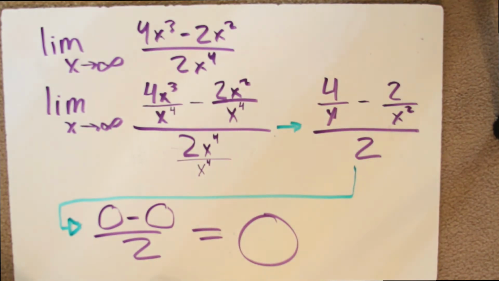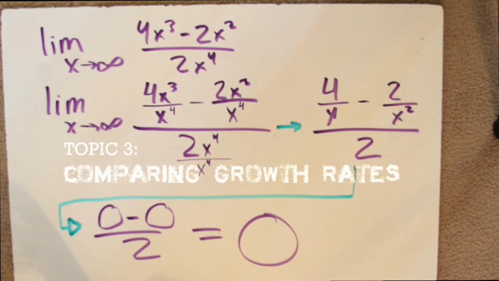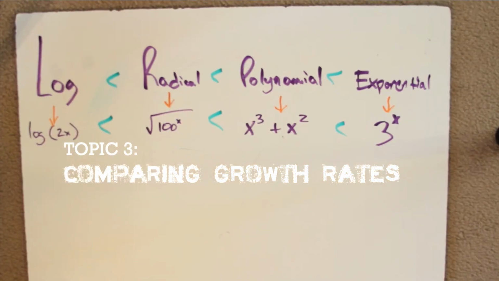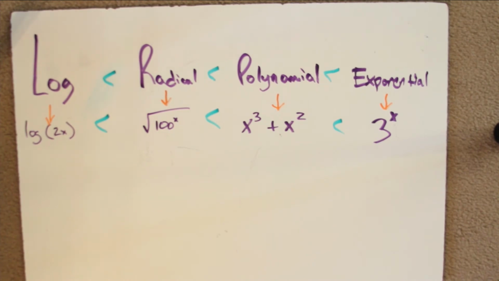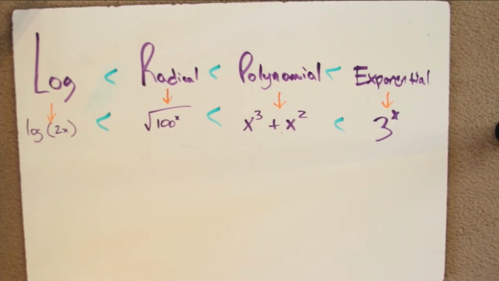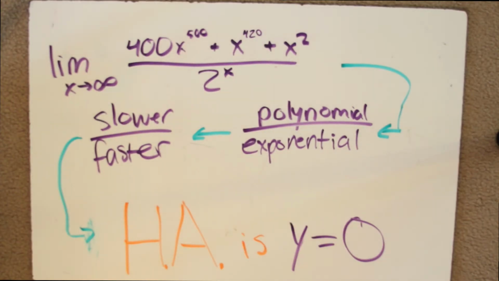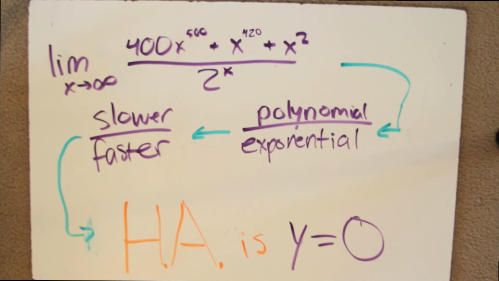There is one more way to make finding limits as x approaches positive infinity easier. If you know the behavior of different types of functions, you can find the limit as x approaches infinity without doing any math. As they approach positive infinity, logs will grow the slowest, radicals the second slowest, with polynomials growing faster than these two, and exponential functions growing the fastest.